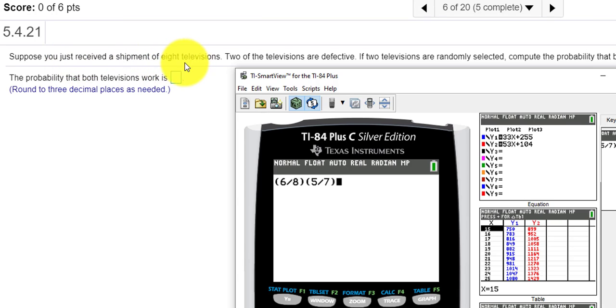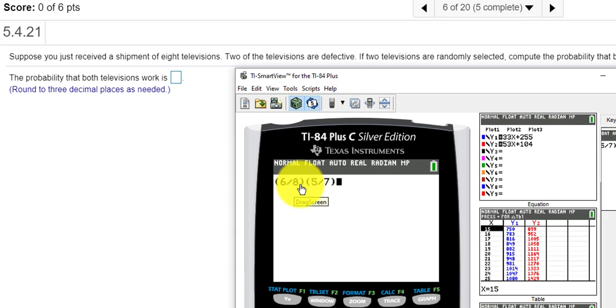You receive a shipment of 8 televisions, so we have 8 televisions, and I pick 6 out of 8 that work, because 2 of the televisions are defective. So if 2 out of 8 are defective, 6 out of 8 work. So for my first pick, the probability of picking one that works would be 6 out of 8.